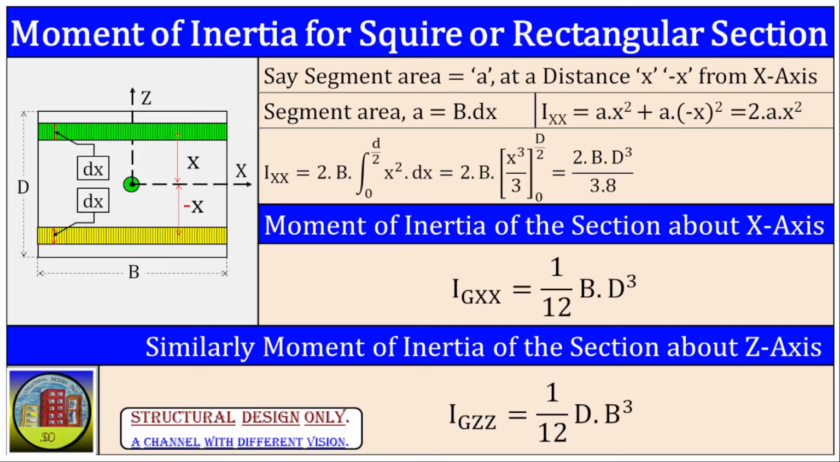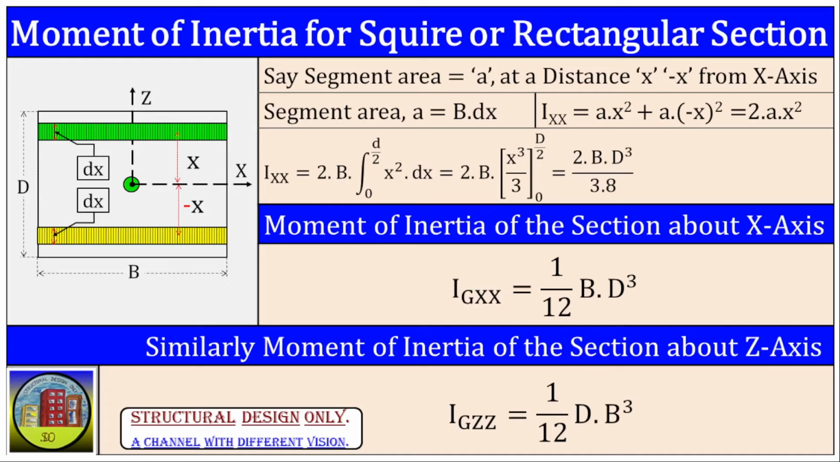Say, segment area equals to A, at a distance x, from x-axis. Consider a small width of the segment, dx. Therefore segment area, A equals to B into dx. Say, moment of inertia of the segments equals to A into x square for top segment and A into minus x square for bottom. Total of these 2 equals to 2 into A into x square.